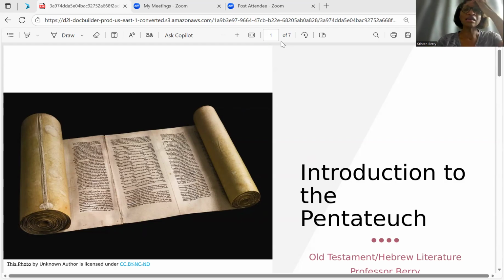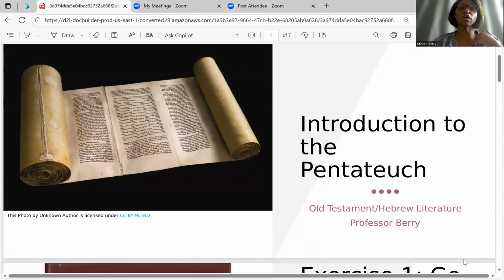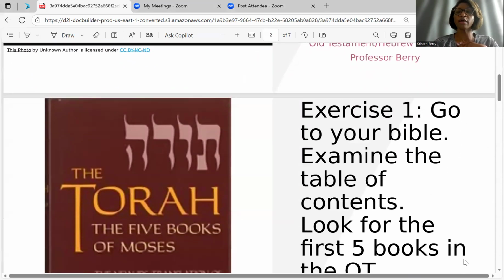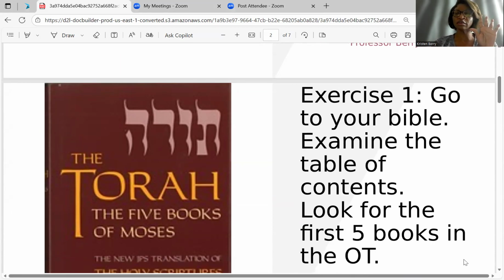All right, everybody, let's get into the introduction of the Pentateuch. As you are watching the video, pause it. You can pick up your textbook, as well as a paper Bible if you have one, so you can follow along. This is the chapter I want you to focus on, Introduction to the Pentateuch. Go to your Bible and examine the first 5 books of the Old Testament.